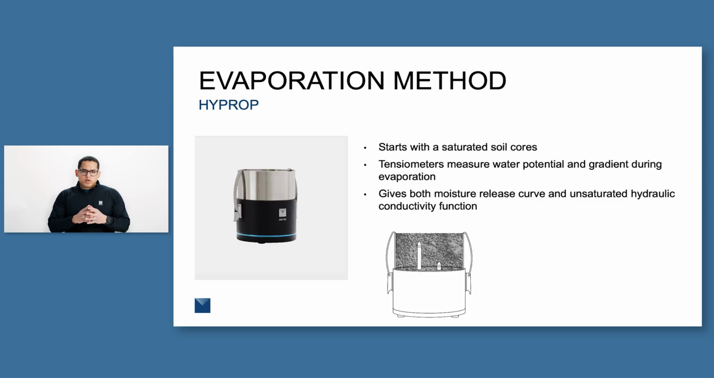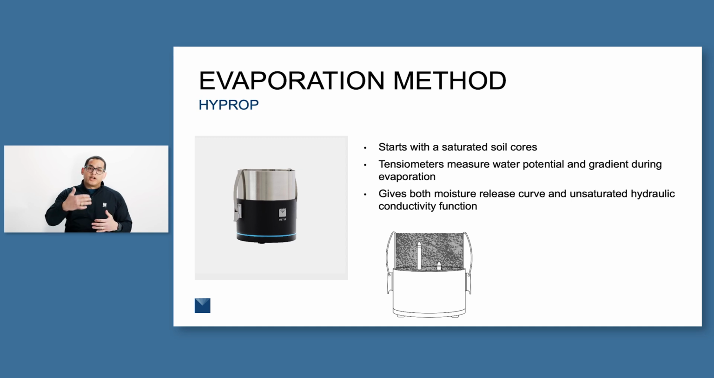So one of the primary methods that we use today to measure the soil moisture release curve is based on the evaporation method. The tool that we use for that is the HYPROP. The way the HYPROP works is it starts with a saturated soil core. Within that core, we have two tensiometers that are measuring water potential at two different points within the core. That sample then sits on a scale, and it's measuring the change in water content as the sample is evaporating. At the same time, we're measuring the change in water potential with the tensiometers at the two different points. Those two measurements together allow us to measure the soil moisture release curve with this device.